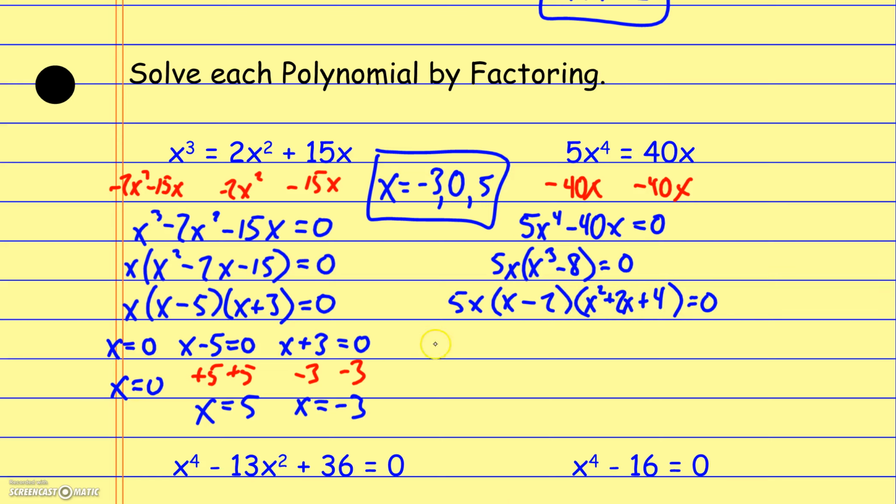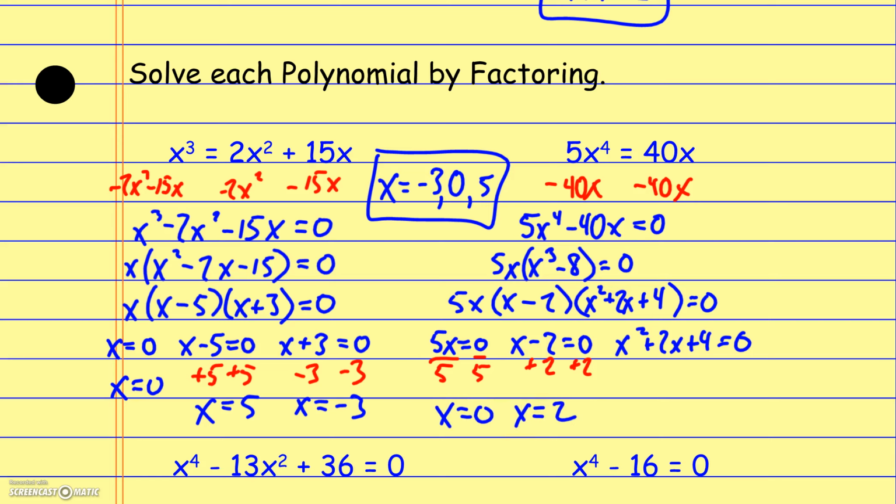And now I got to set each factor equal to 0, so I do 5x equals 0. I do the x minus 2 equals 0. And I do the x squared plus 2x plus 4 equals 0. And now from here I have to solve each. These first two are easy. This one I divide by the 5. This one I add the 2. And so I end up with an x equals 0 and an x equals 2.